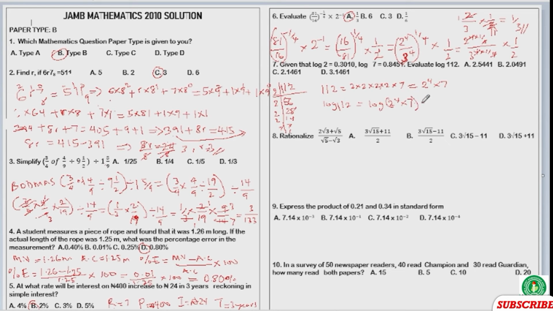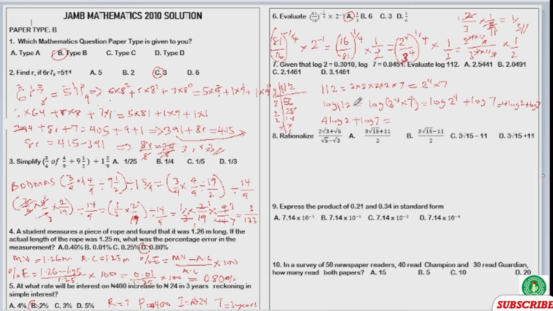So now the principle of logarithm says that whenever we have times, we change it to addition: log 2 raised to the power 4 plus log 7. Which is the same thing as, now this 4 can come to the front, we have 4 log 2 plus log 7. Let me write it very well here: 4 log 2 plus log 7.